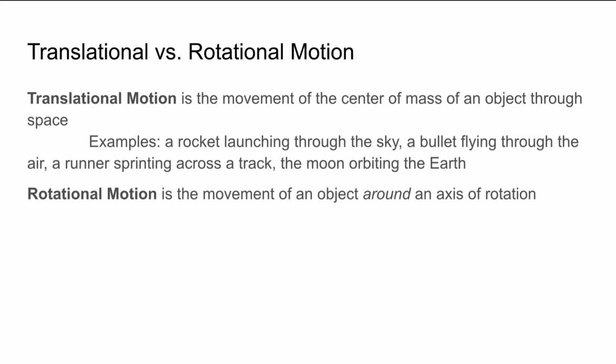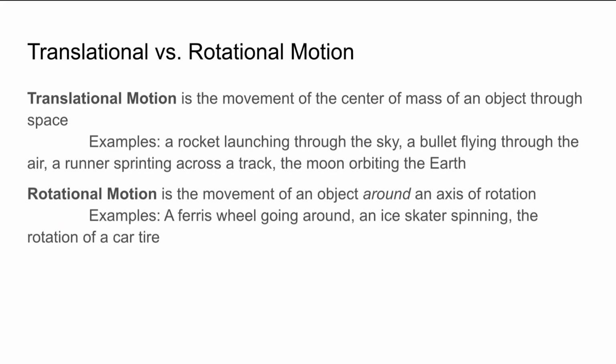However, another type of motion would be rotational motion, and this is movement of an object around an axis of rotation, which does not necessarily involve the object moving through space relative to other objects around them. For example, a Ferris wheel will rotate around its central axle, around its central point, but if we think about it being next to the roller coaster in the amusement park, as the Ferris wheel rotates, it is not changing its position relative to the roller coaster. It's not getting closer or further from the roller coaster as the Ferris wheel rotates.